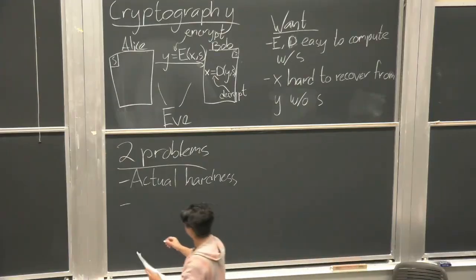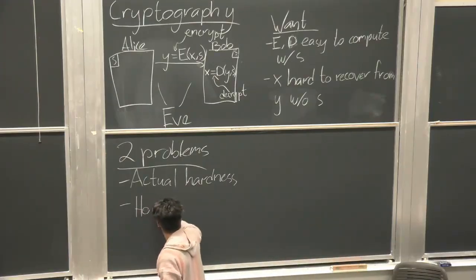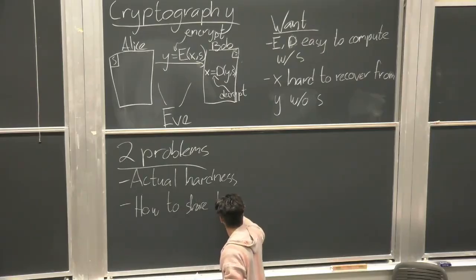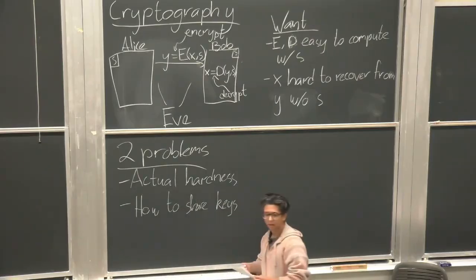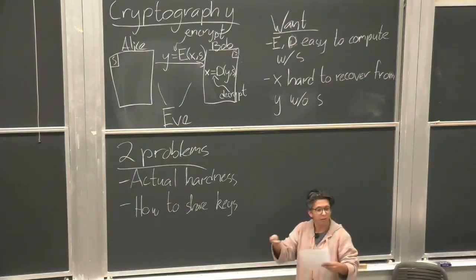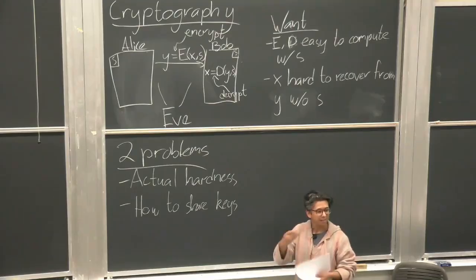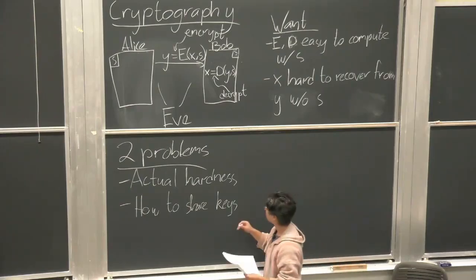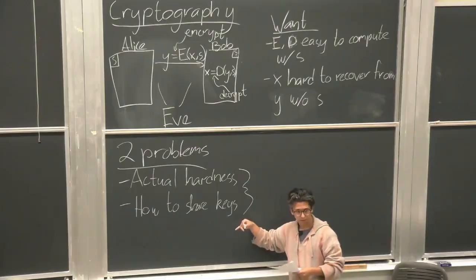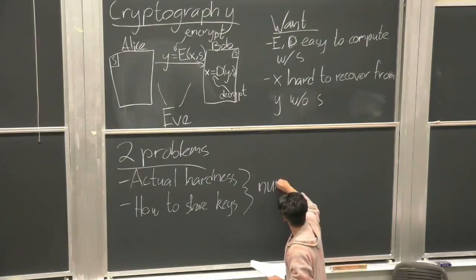So the other problem is how to share keys. You could send them a secret key, but you can't encrypt the secret key because you don't have a secret key to encrypt it with. So you get in this trouble where you almost need to meet in person and agree on a secret key. And we're going to solve both of these, or at least address both of these, with number theory.